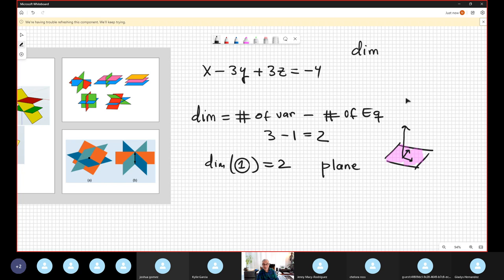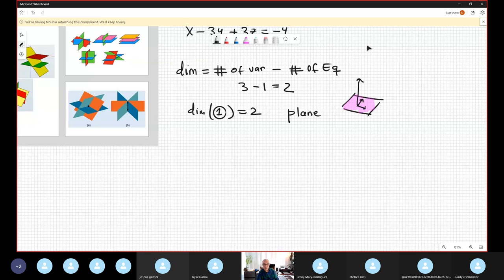So the classical axes X and Y, but we have another axis, the Z axis. We have the X axis, the Y axis, and the Z axis. So we use your imagination in 3D.